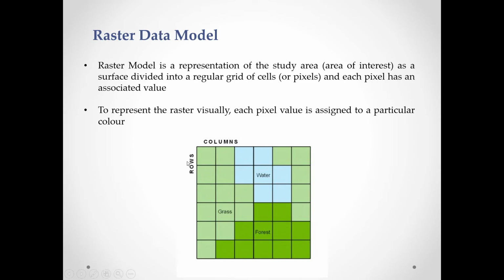The total surface area is divided into a regular grid of cells like this, and to represent and assign some particular value, a particular color is assigned to different objects. For example, the blue color is assigned for water, this light green color is assigned to grass, and this deep green color is assigned for the forest area.